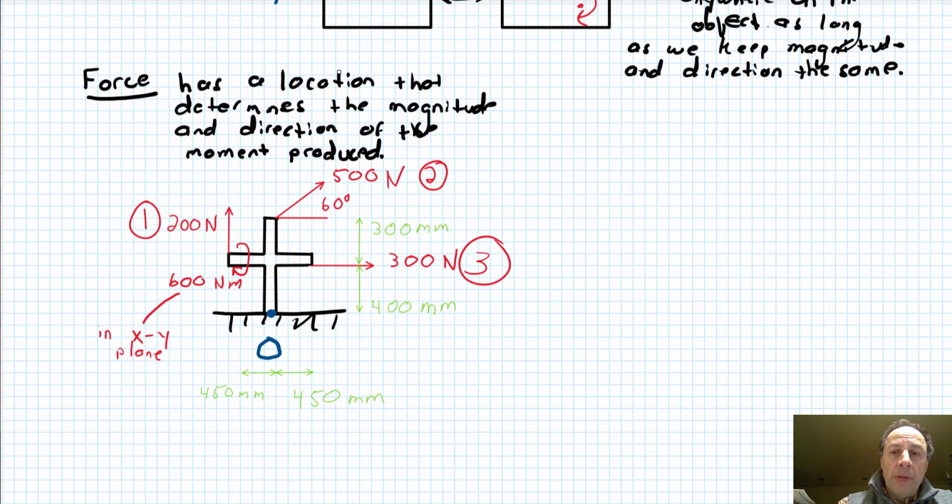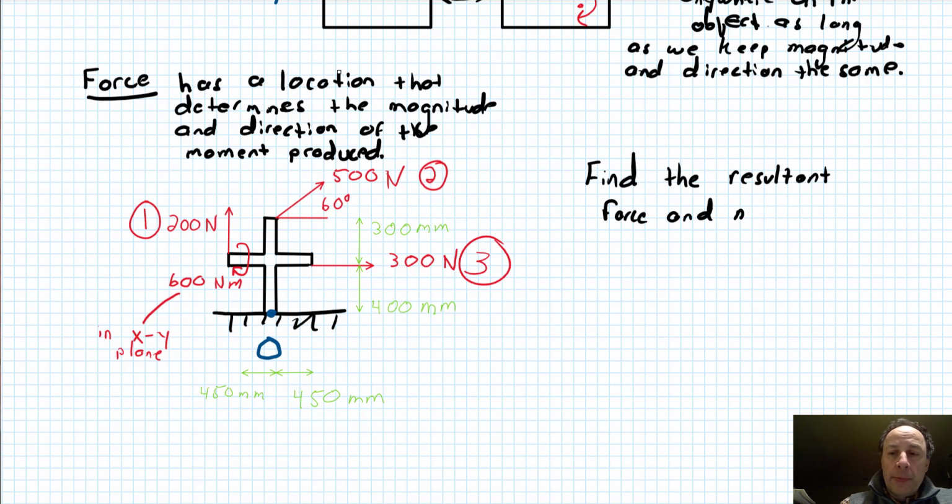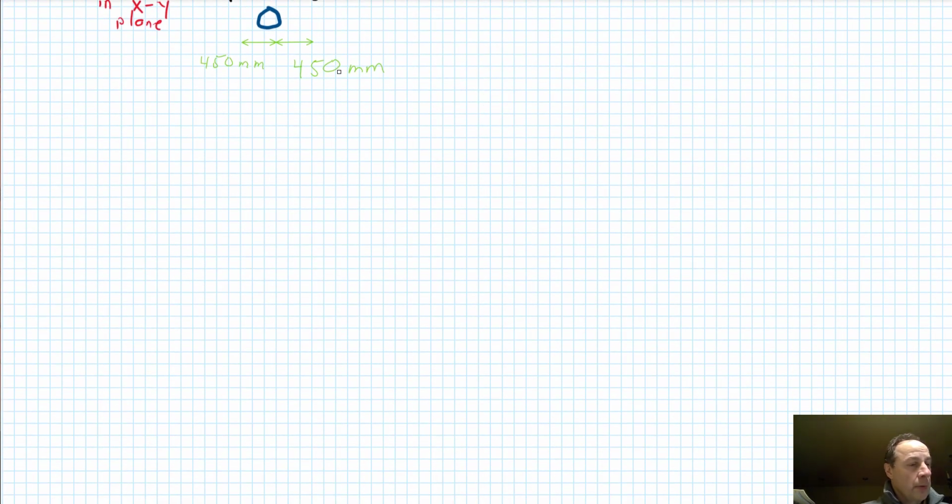Okay, so find the resultant force and moment. Okay. So the resultant force, which is what they're asking for, is the sum of all the forces.